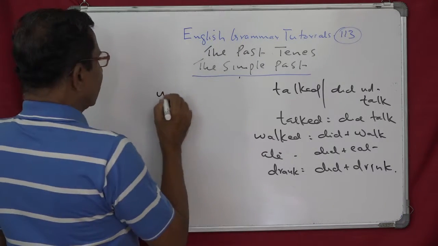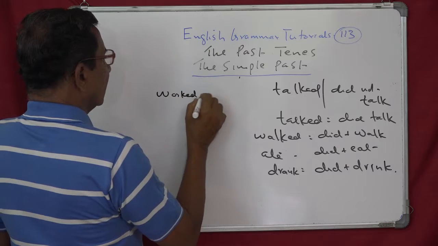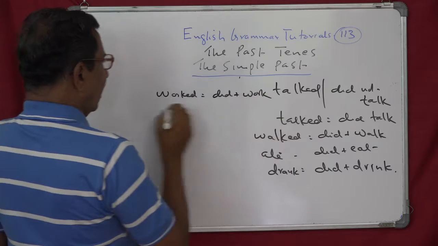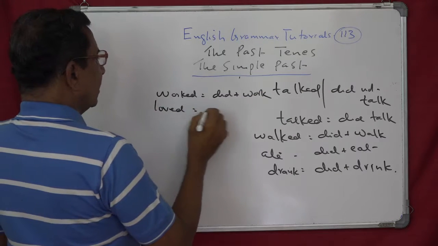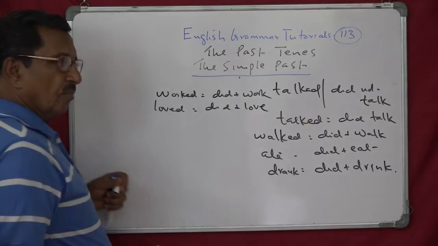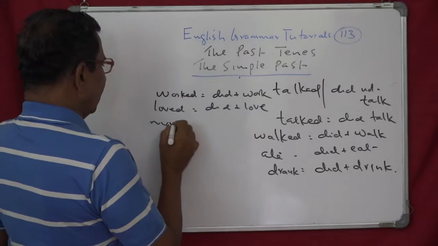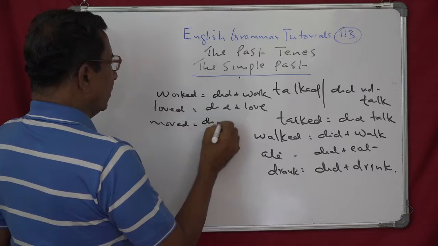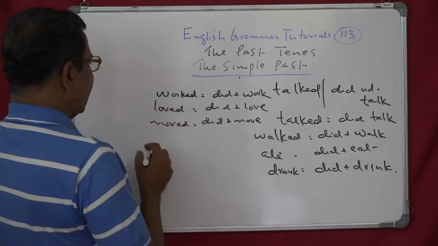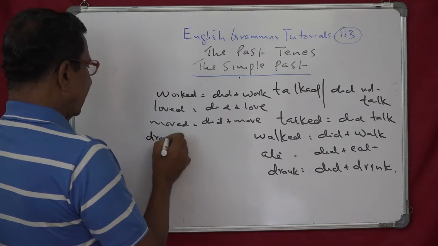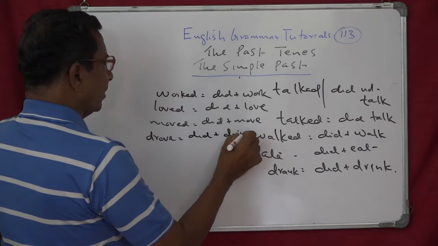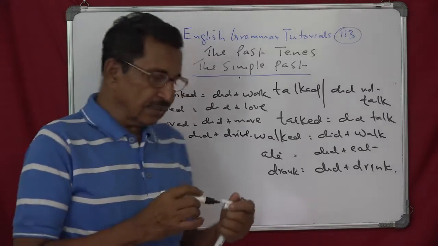Worked is equal to did plus work. Loved is equal to did plus love. Moved, M-O-V-E-D, is equal to did plus move. Drove is equal to did plus drive. So this is an exercise that you can do.